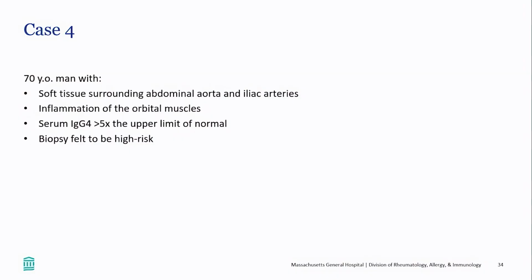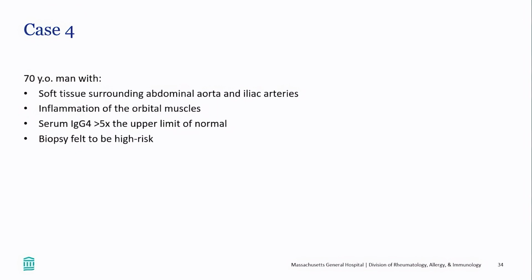And our final example is a 70-year-old man with soft tissue inflammation surrounding the abdominal aorta and the iliac arteries, a pretty typical presentation of retroperitoneal fibrosis. He also has inflammation of the orbital muscles, so the muscles behind the eye that control eye movement, something that we see very commonly in IgG4-related disease.